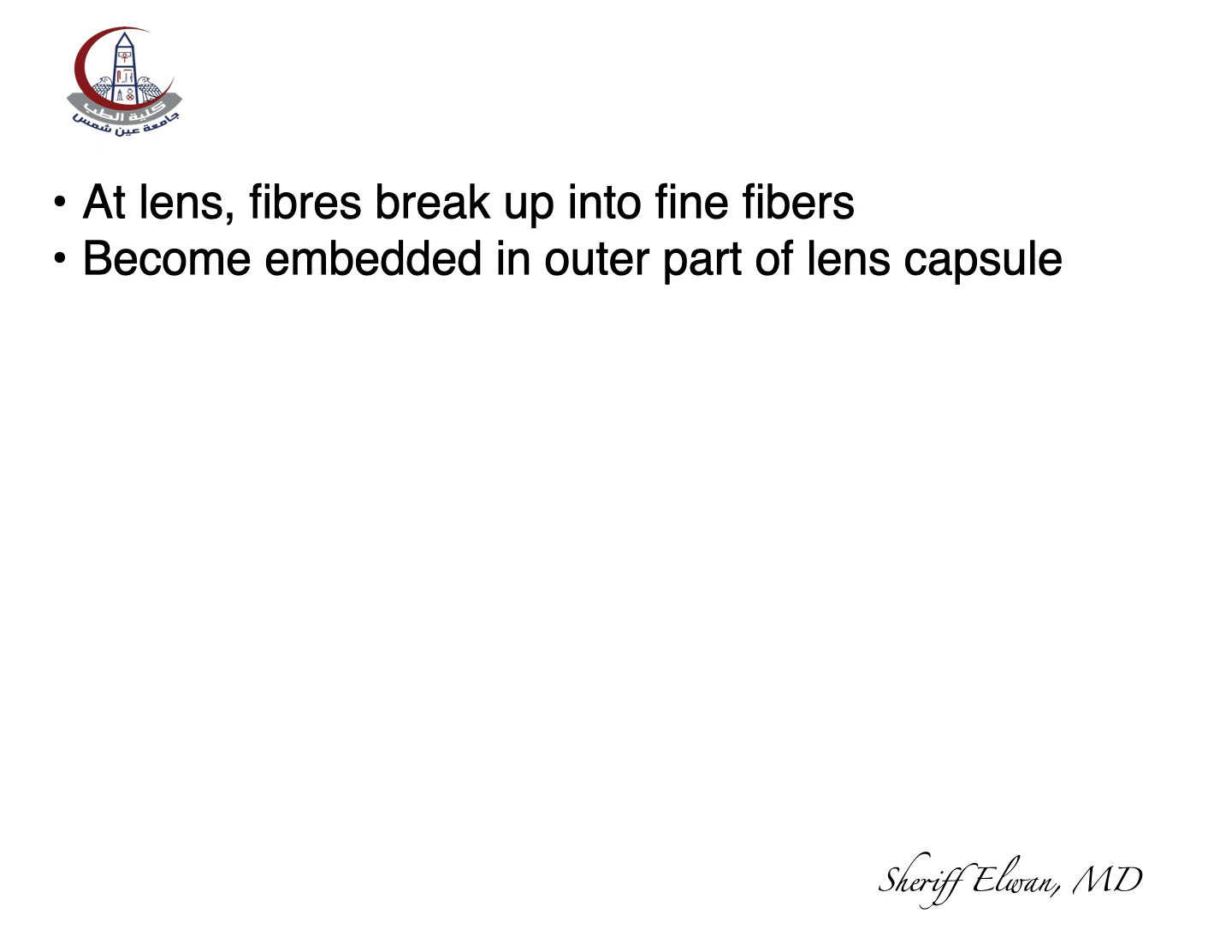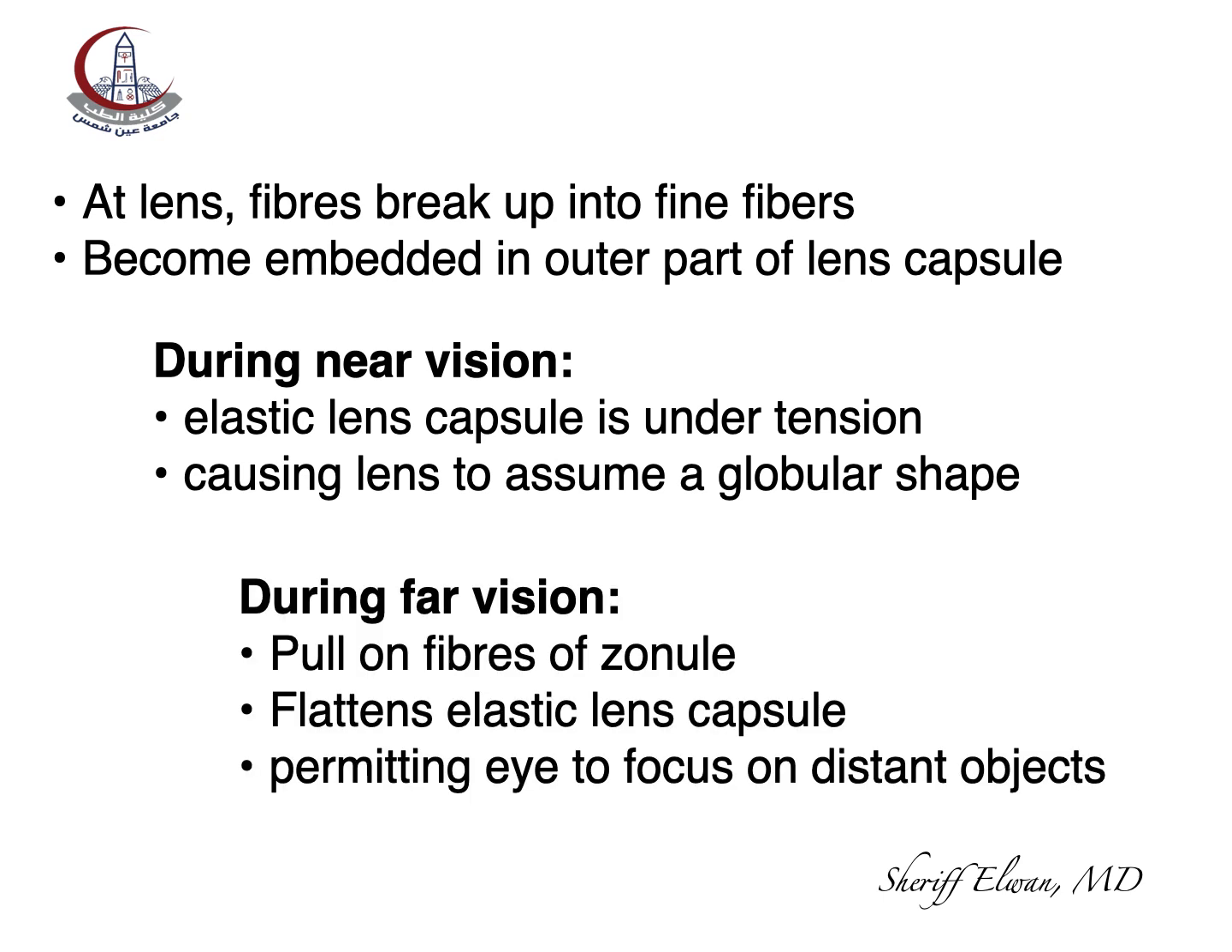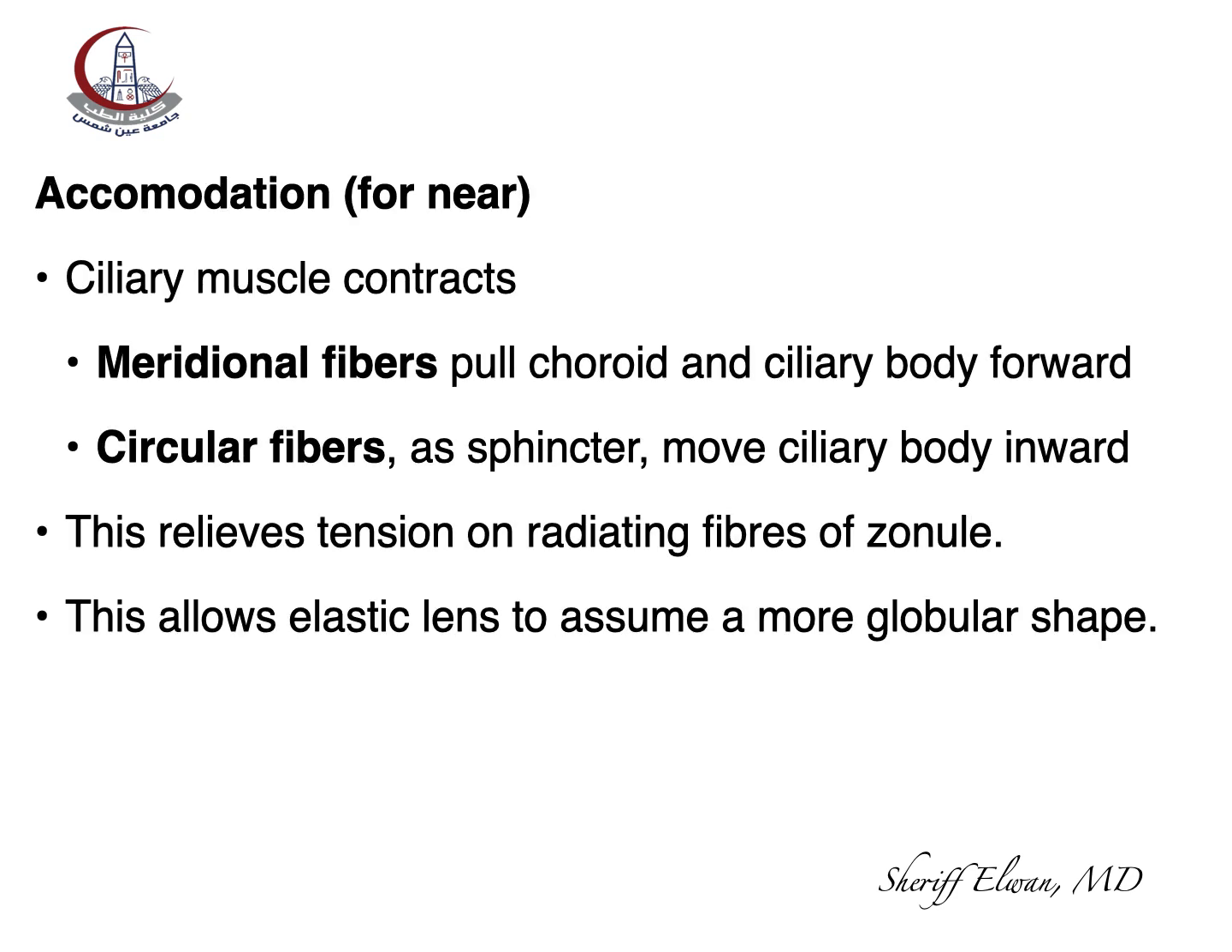Now at the lens, the fibers break up into fine fibers and become embedded in the outer part of the lens capsule. During near vision, the elastic lens capsule is under less tension, causing the lens to assume a globular shape, while during far vision, the zonules pull on the crystalline lens, flattening the elastic lens capsule, permitting the eye to focus on distant objects.